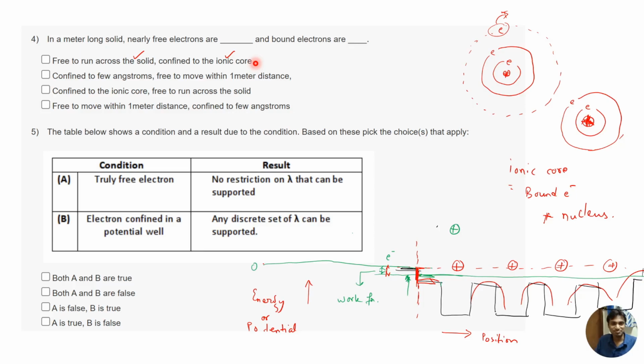We are not done with the fourth question. What about the other three? This is confined to the ionic core. No, it is not true. Free to move within 1 meter distance, that is not true, right? Confined to a few angstroms. In a meter long solid, for nearly free electrons and bound electrons, what is the extent of their movement?